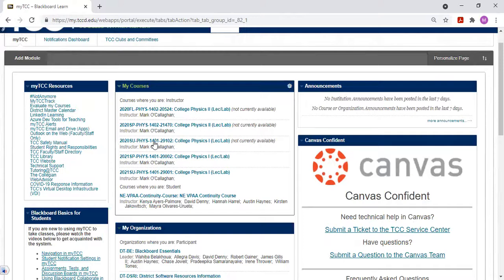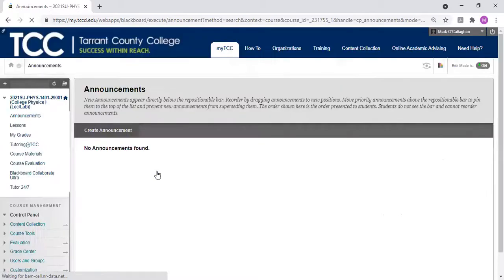All right, so I have summer 2021 Physics 1401. So you'll see something like that. I believe I've never actually been in here as a student before. But you'll click in here, and in Blackboard is going to be everything you need.